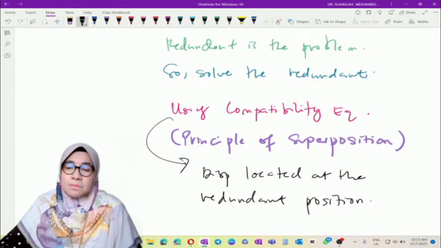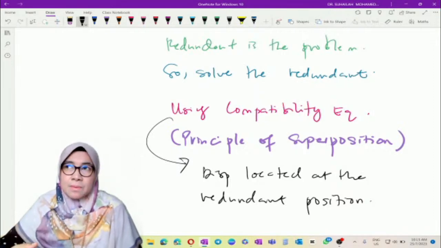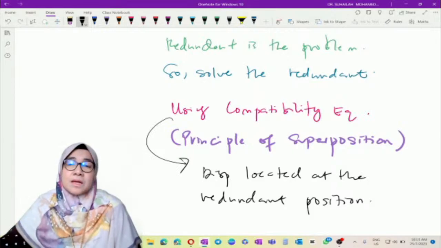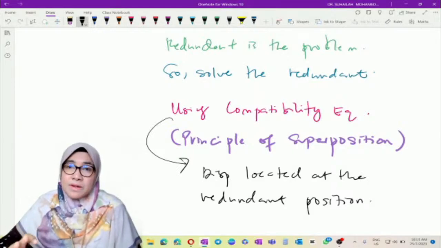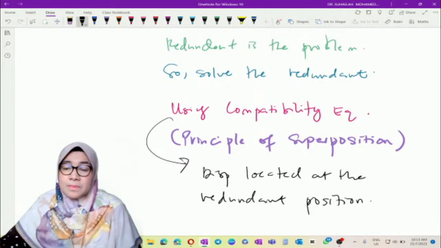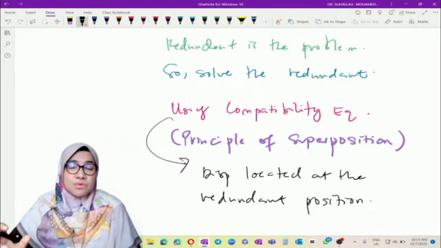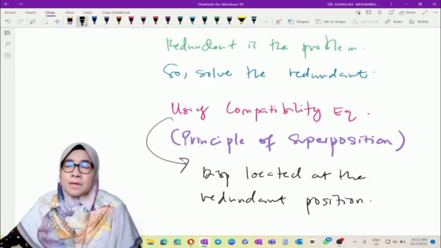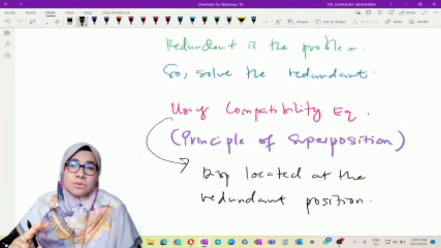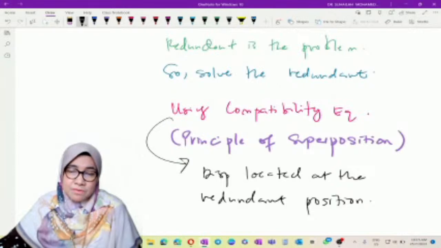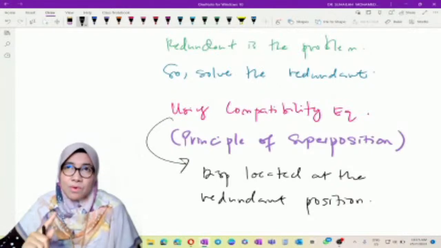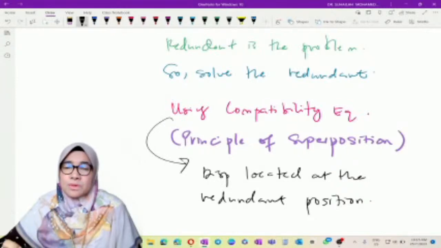So after we identify the number of redundants in the system, we know that we can only solve the redundant using the compatibility equation. But in order to do that, we have to choose the redundant. Always remember, for one redundant we will have two possibilities.